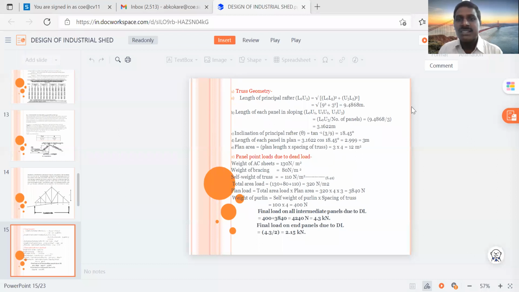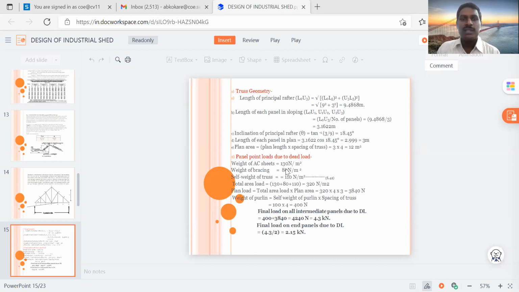So these are the basic terminologies we have to calculate initially before the calculation of the dead load, live load, and wind load. Here we have calculated the length of principal rafter, length of one panel, then inclination, it means theta, then length of each panel in plan, and plan area. This much terminology we have calculated initially.